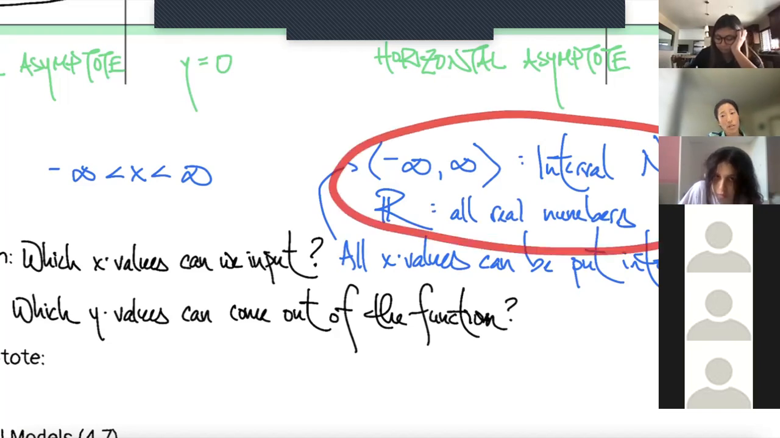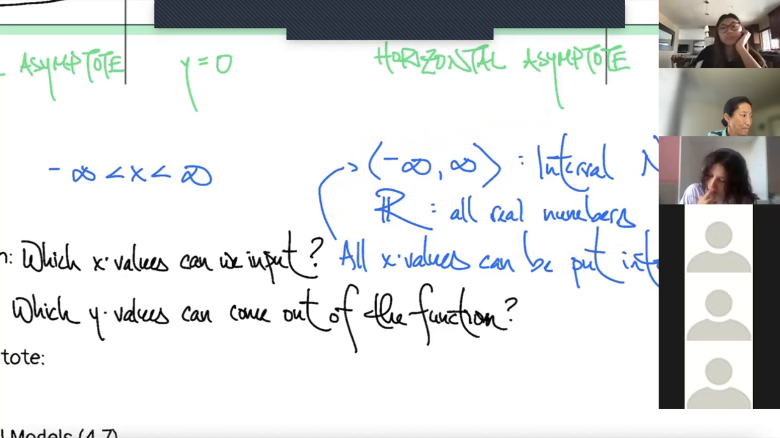Okay, those are going to be primarily the two notations that we use in class. We'll use interval notation a lot. And as we need, we can use this capital R to say all real numbers. All right.